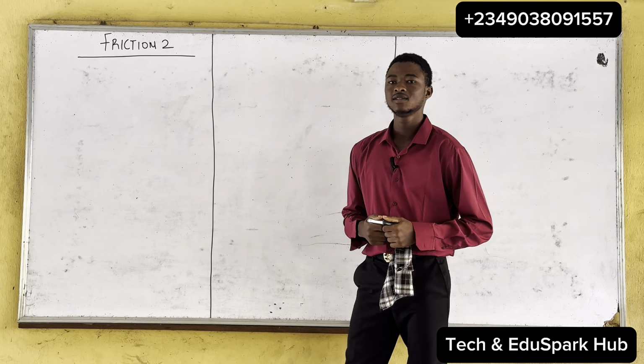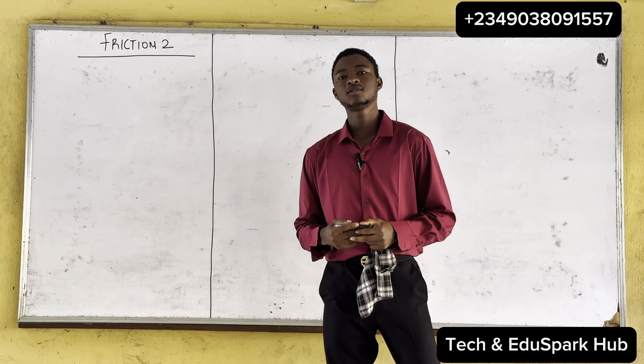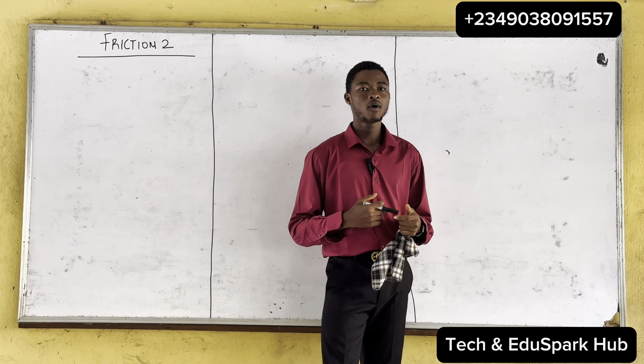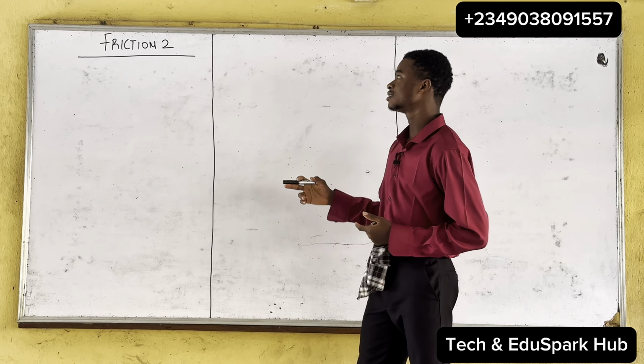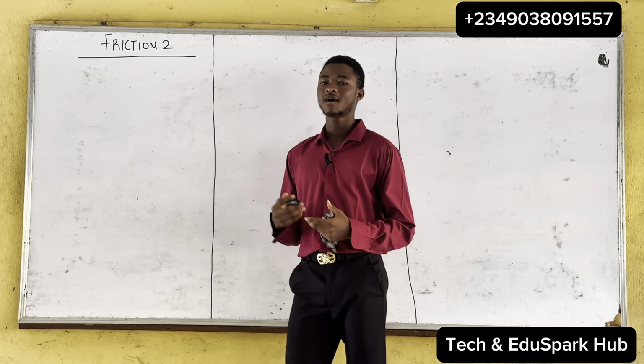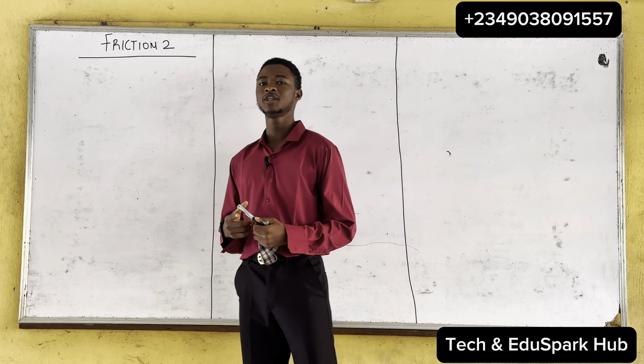In our last lesson, we talked about friction and the types of friction, angles of friction, and we looked at some examples under friction. But in today's lesson, we'll be looking at more examples on friction. But before we look at the examples, let's refresh our memory on what we did on friction on an inclined plane.